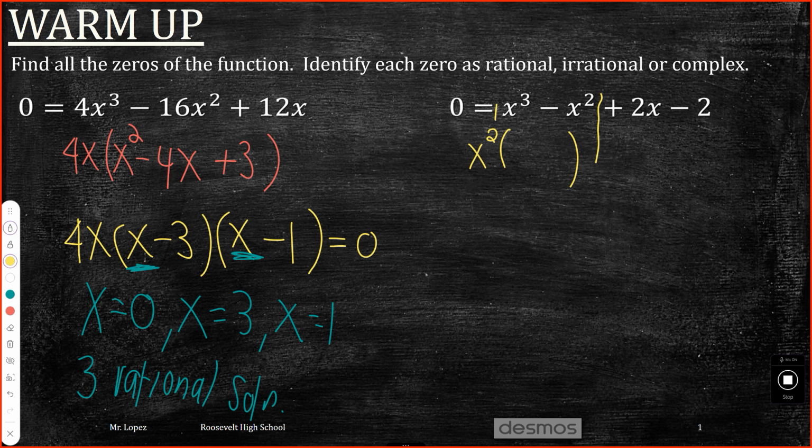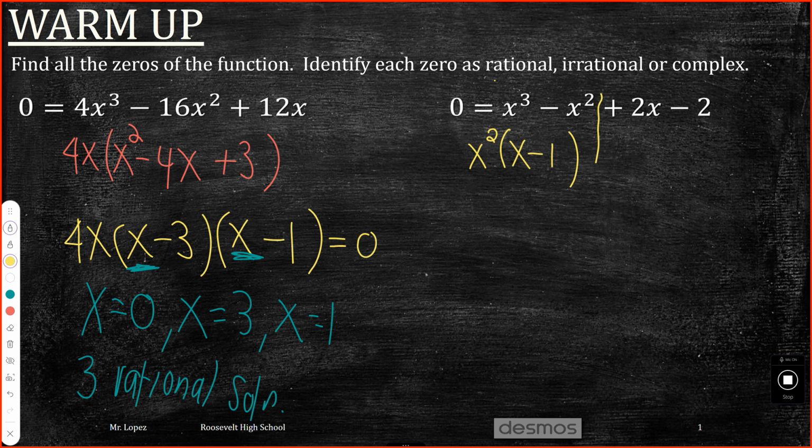So now that we factored out x squared, what's left inside? x squared times what is x to the third? That's going to be x. x squared times what is negative x squared? Negative 1. So what can I factor between 2x and minus 2?